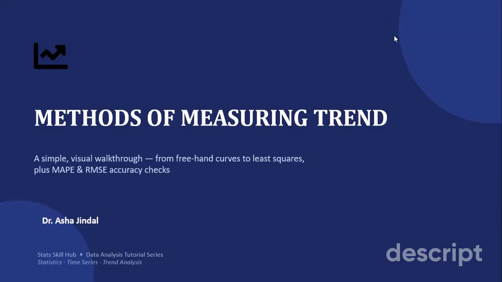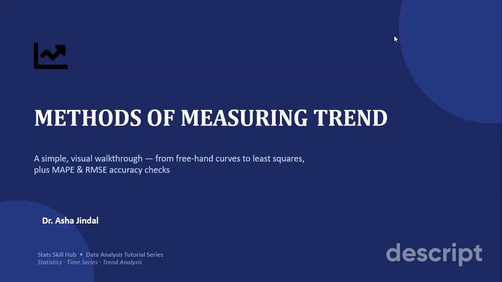By the end of this video, you will be able to calculate a trend line by hand and even check how accurate your prediction is using two powerful tools, mean absolute percentage error and root mean square error.